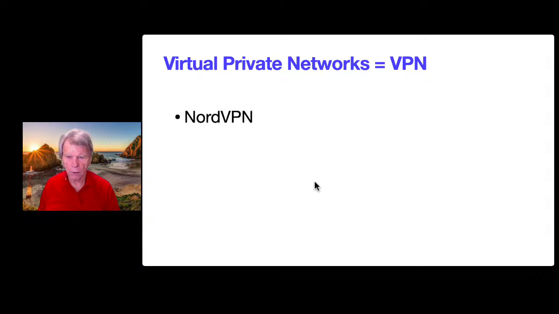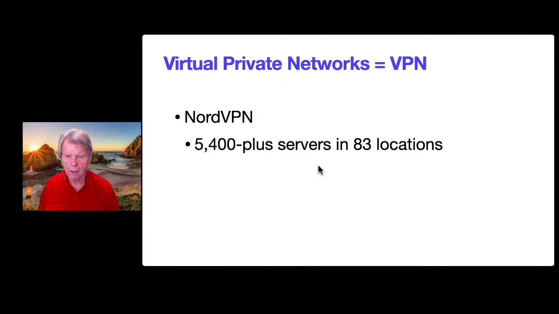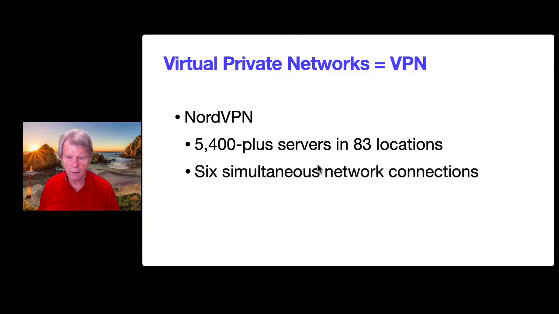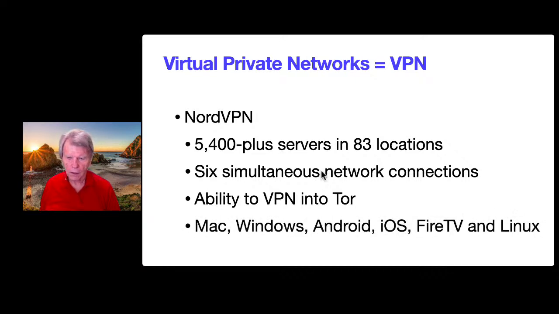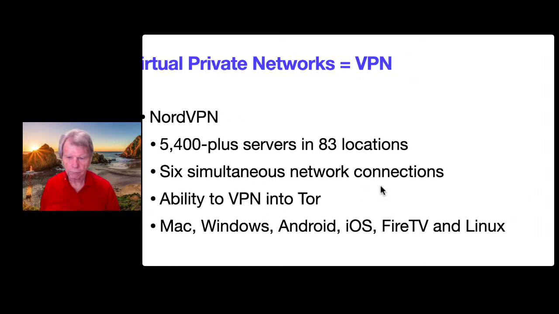NordVPN has a good reputation, has been around for a while. They have 5,400 plus servers in 83 locations. They allow 6 simultaneous network connections, and they also have the ability to VPN into Tor. Now, if you don't know what Tor is, don't worry about it. If you do know what Tor is, then this is a good feature. And again, they are on these platforms.